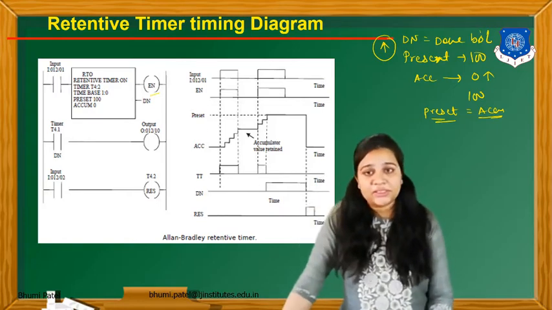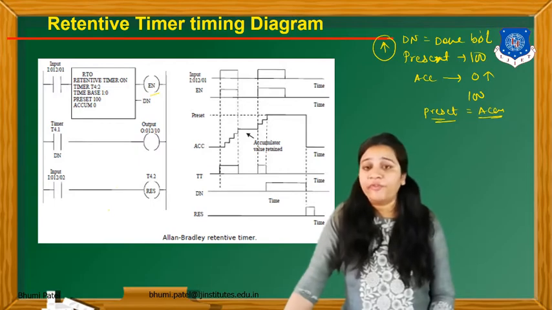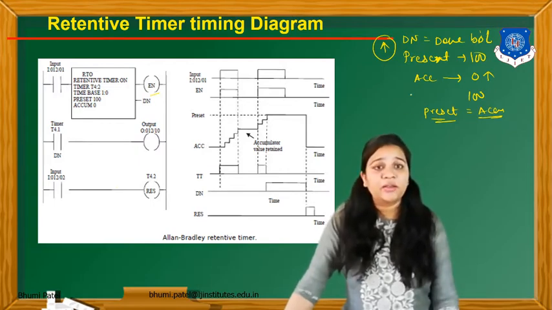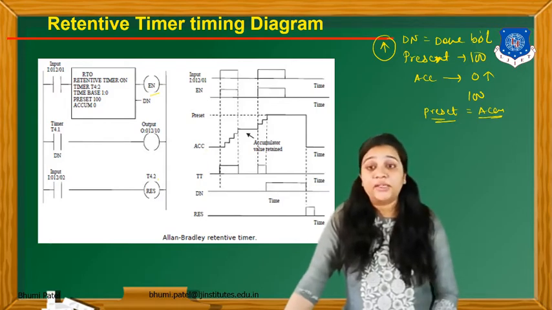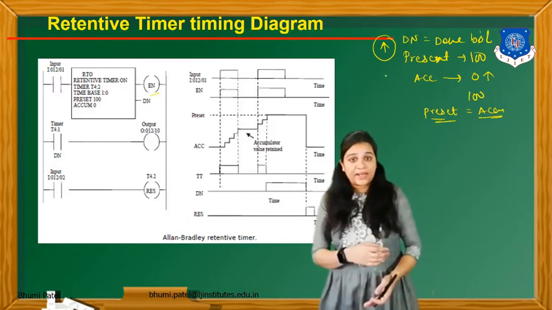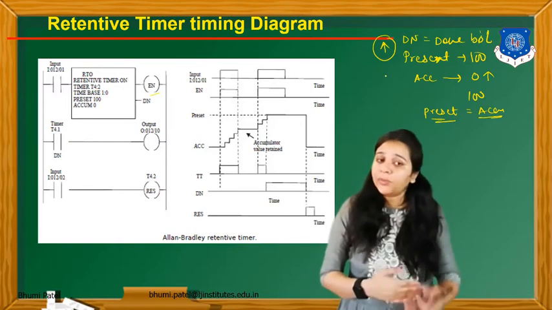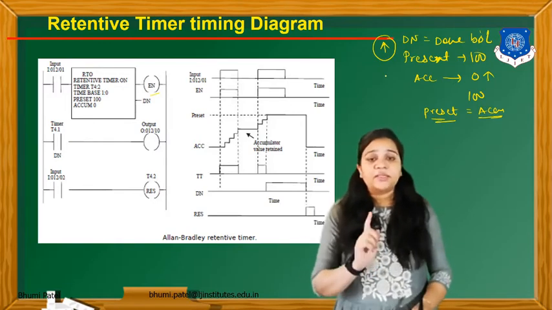So this is the done bit, and this is my enable bit. After that, whenever the timing function is done, timer T4:1 will be on, because the done bit gets 1 and the output will be on. After that they will connect the input with the reset pin. If meanwhile any problem arises in the program, and we want to restart or shut down the program, we press the reset pin.